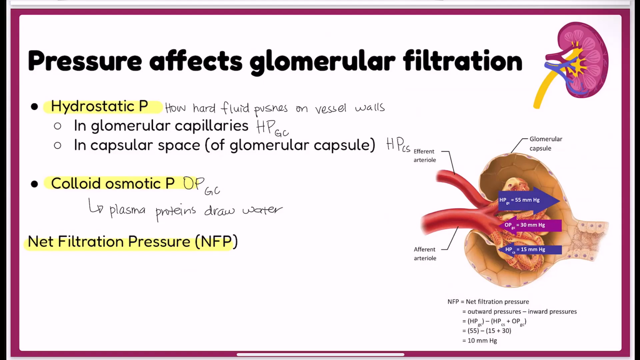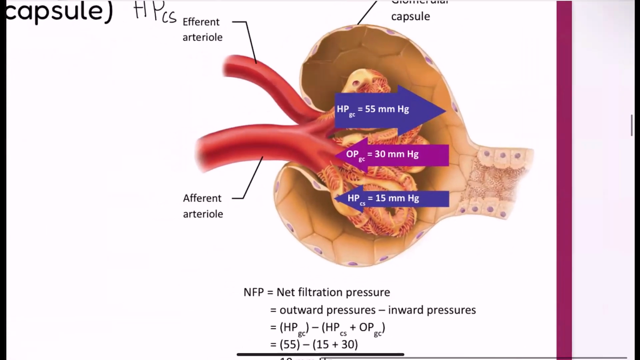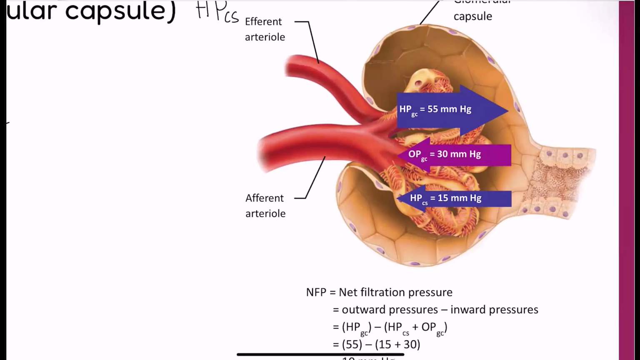So the outward pressures are seen in this picture here, let me zoom in. If we're thinking about net filtration pressure, notice how the size of the arrows are proportional, right? So there's more force pulling stuff out compared to forces pulling stuff in. This is the hydrostatic pressure within the glomerulus, and these two are forces pulling stuff inside, the osmotic pressure and the hydrostatic pressure within this capsule.